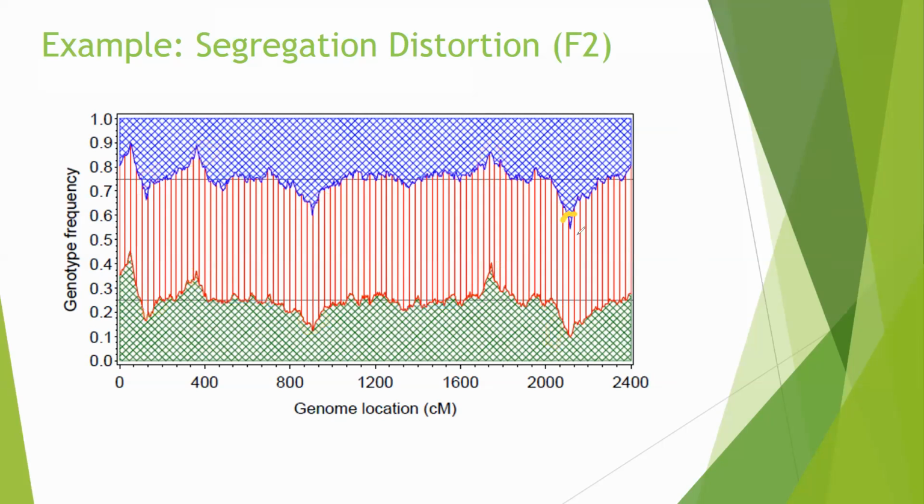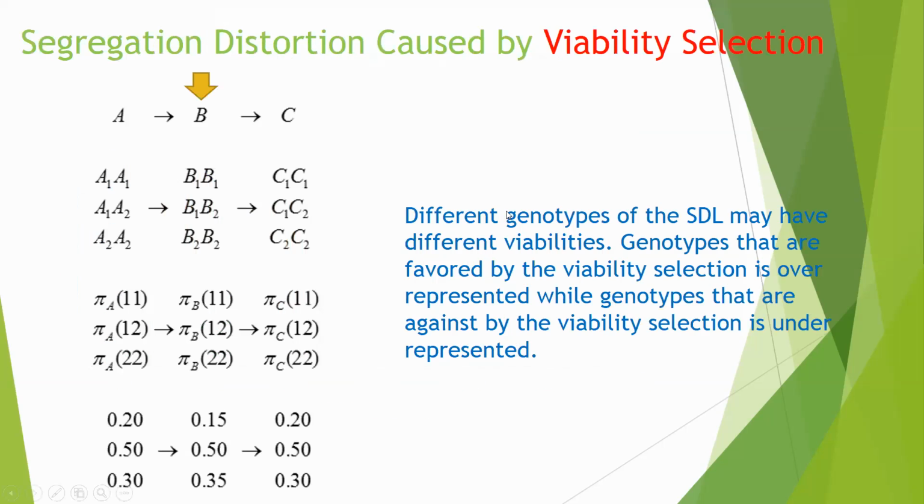If we see this, we want to make sure this data shows a real distortion. Because for example, in this region, it's a little bit of deviation from the 1:2:1 ratio, right? So how significantly is this locus different from the 1:2:1 ratio? This is what we can test. We can test if this locus is under selection pressure. Very likely this one is not, but this one is very likely to be selected, either against or favored. So this is what we want to learn in this chapter.